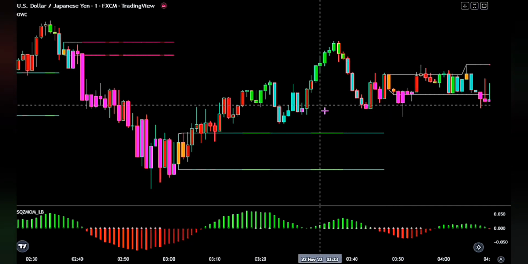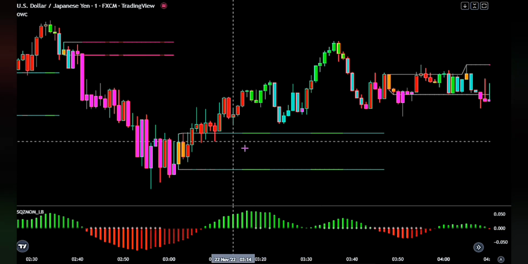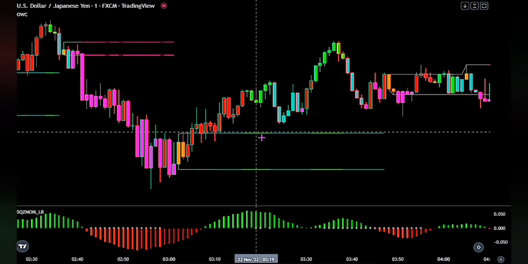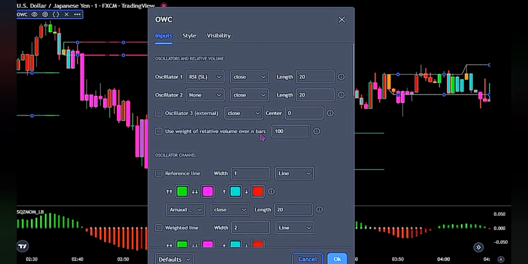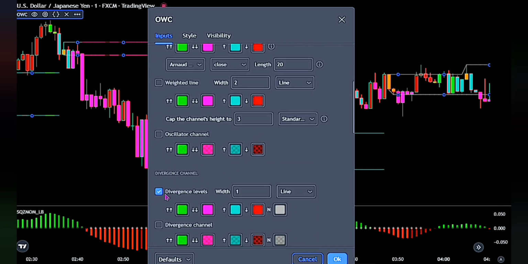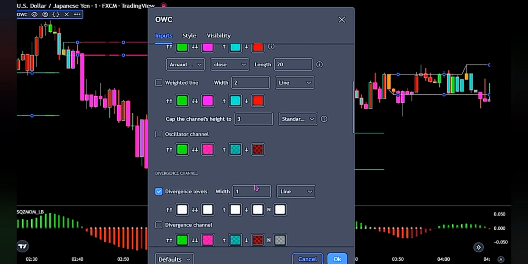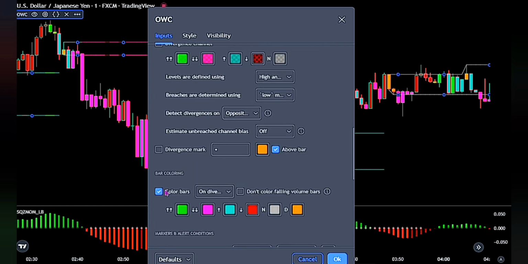Now let's go over the settings we applied for these indicators. For the Oscillator Workbench, double-click on it to bring up the indicator panel. On the divergence levels, I want you to change these to white. Now go ahead and untick the color bars. When you are done, click on the OK button.